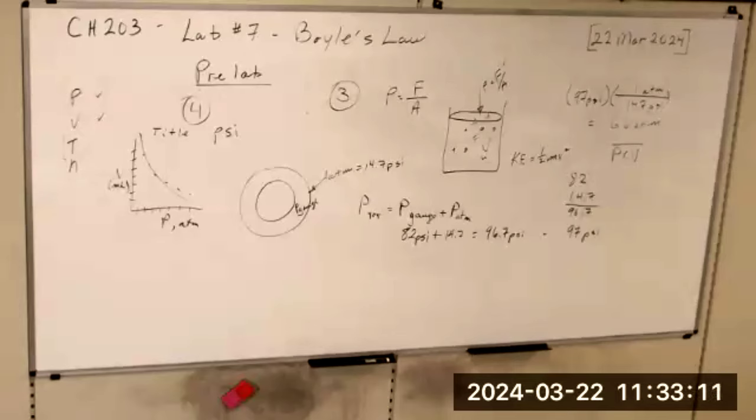That's scary. These bottles are supposed to be good up to 100 PSI, or at least for the first time. Probably a source of experimental error because the temperature is not constant. Okay, so first thing you want to do is at your first pressure. Don't forget, turn it on.